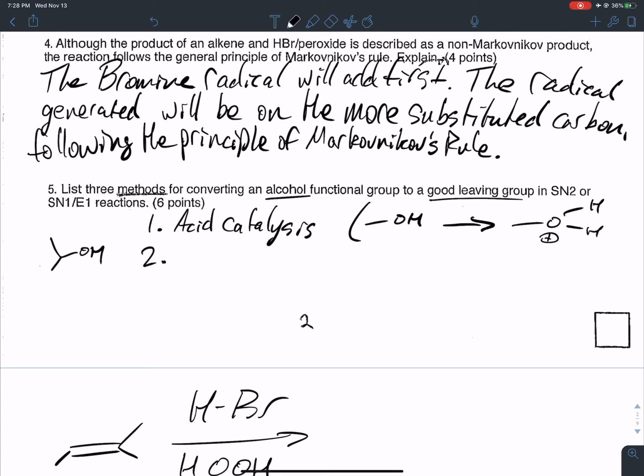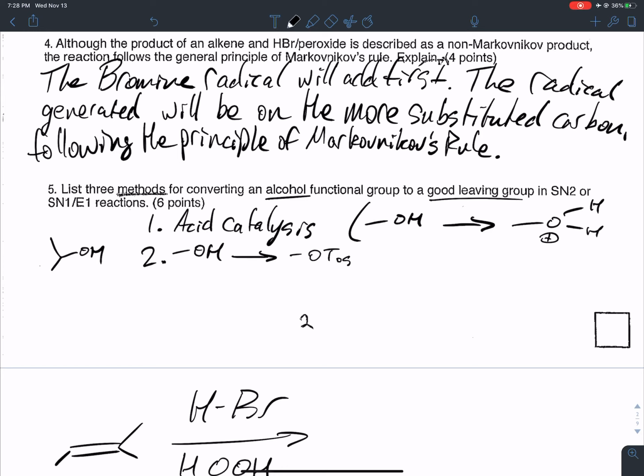Yeah, we could make a tosylate anion. So that tosylate anion makes the O very bulky. It also stabilizes those electrons as they go off onto the oxygen. That's another method we could use. So the generation of a tosylate group.